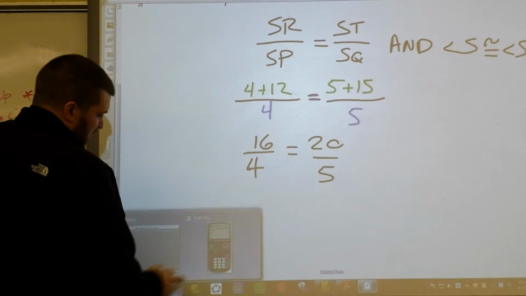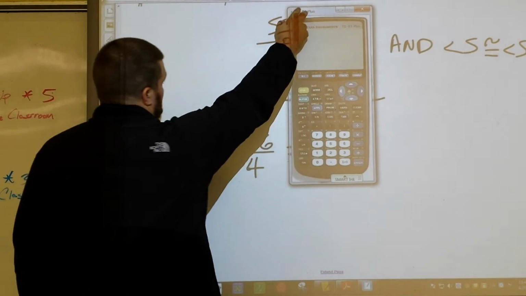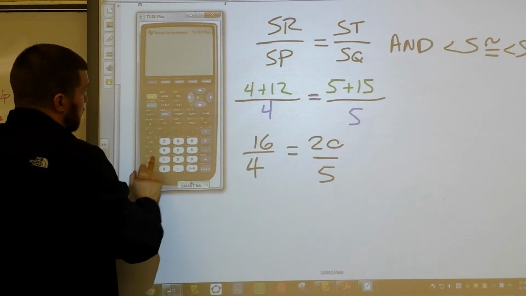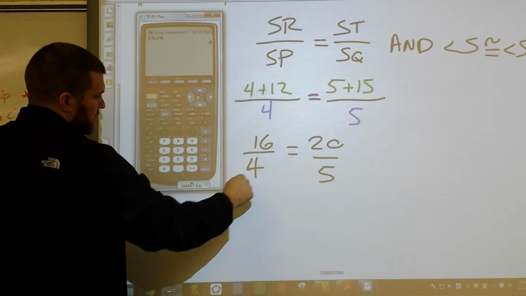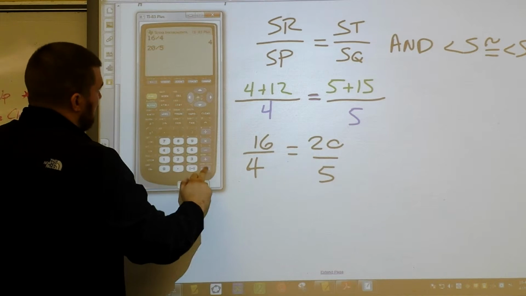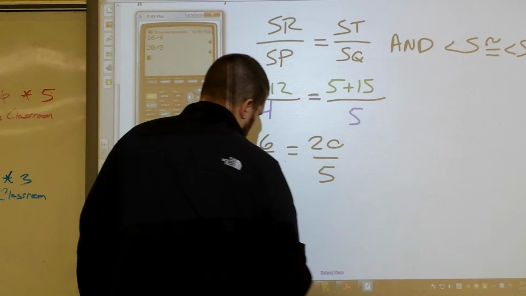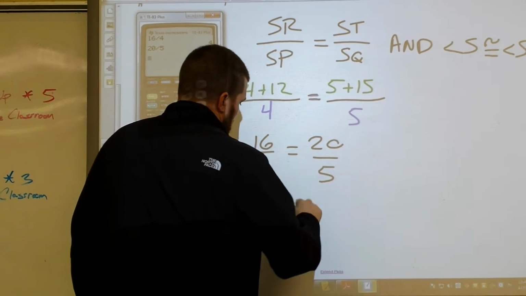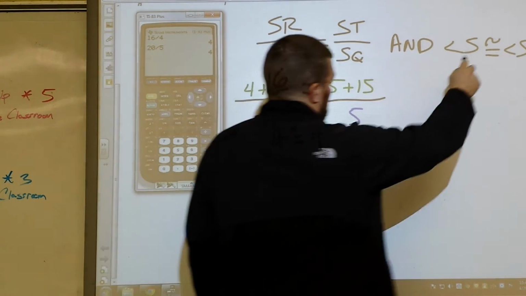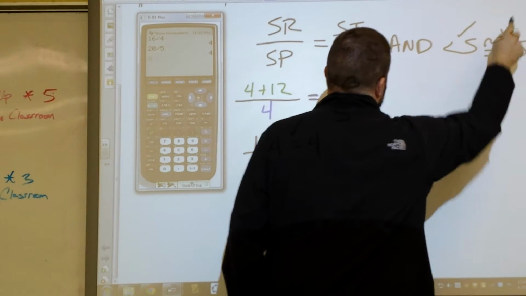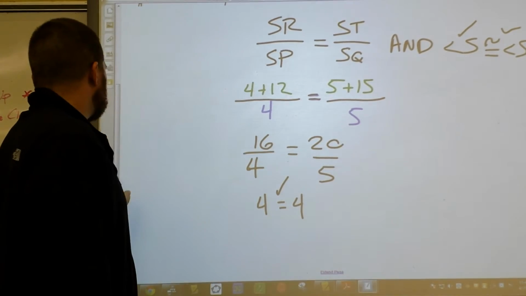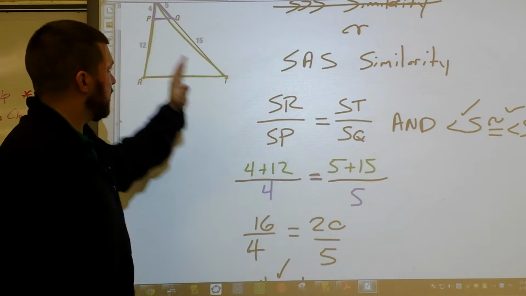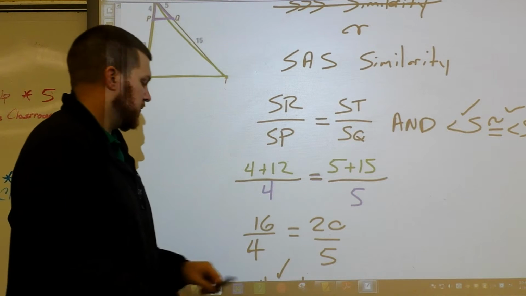I want to turn each of these into a decimal. If I get the same decimal, then obviously this statement is true. The proportions are equal. So 16 divided by 4 is 4 on this side. 20 divided by 5 is 4 on this side. So both of these come out to be 4. So that's true. The angles are obviously true based on the picture. So since I can use side-angle-side similarity, the two triangles have to be similar.